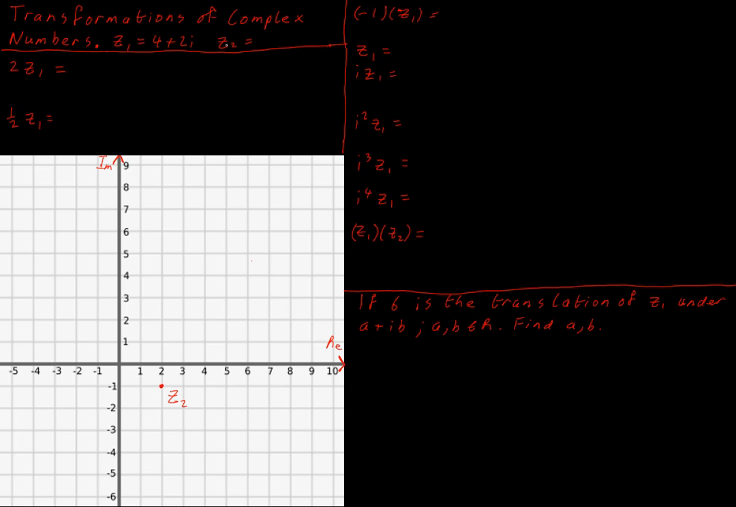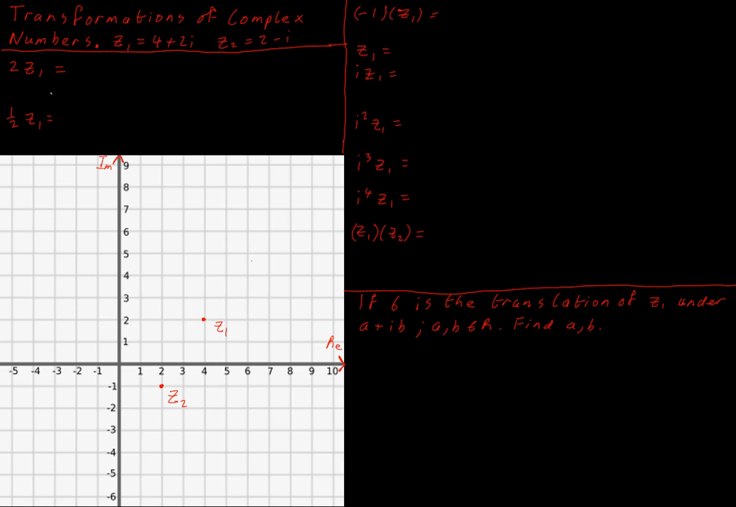First of all, we need to read our complex numbers. So we have Z1 and Z2. Z1 is 4 in the real plus 2 imaginary. So we start at the origin and go plus 4 in the real and then plus 2 in the imaginary. So that's going to be our Z1. And our Z2 we have to read off of our Argand diagram. We start at the origin, we go plus 2 in the real, minus 1 in the imaginary. So 2 real minus 1 imaginary would be 2 minus 1i, or just 2 minus i.